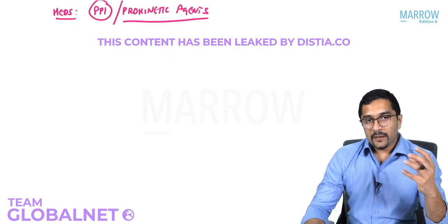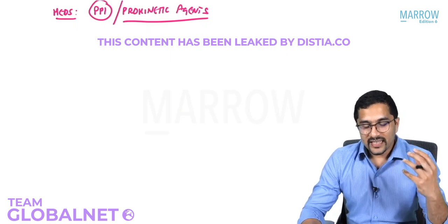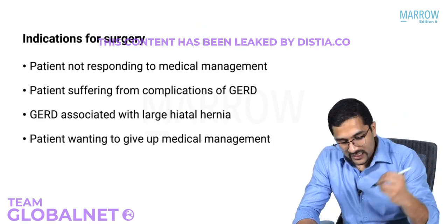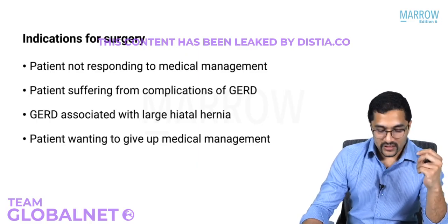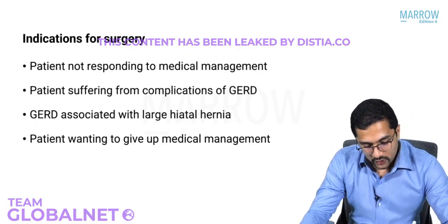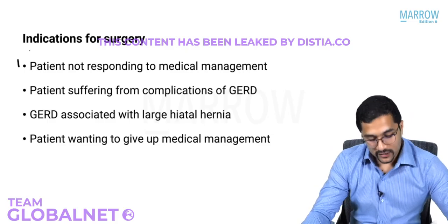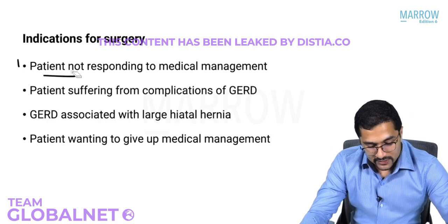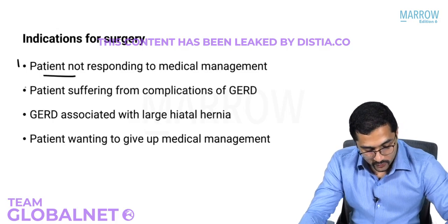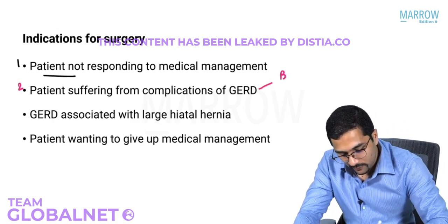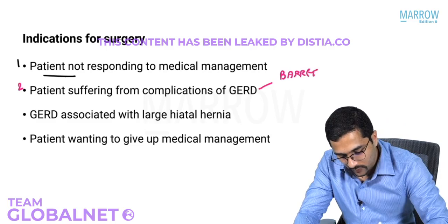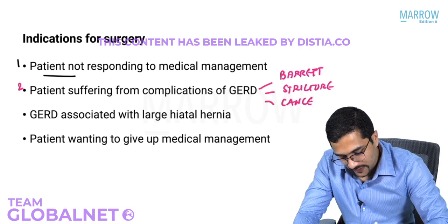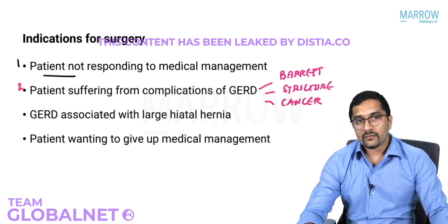Now, there are certain patients where we need to carry out surgery as well. And what are the indications for surgery in these patients with GERD? So, patients not responding to medical management, right? Those who are not responding to medical management. Patients suffering from complications of GERD. And what are the complications of GERD? Well, we'll talk about Barrett's esophagus, which is a very important complication. There can be strictures which can develop, or cancer. So, if these complications are there, then also surgery has to be carried out.